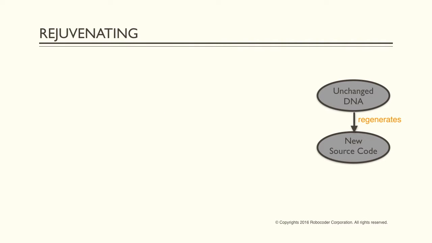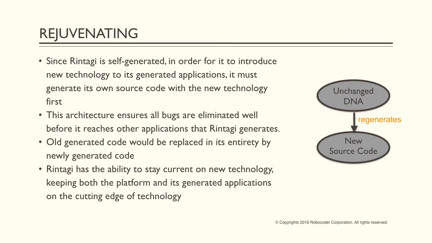Since Rintagi is self-generated, in order for it to introduce new technology to its generated applications, it must generate its own source code with the technology first. The architecture ensures all bugs are eliminated well before it reaches other applications that Rintagi generates. All generated code would be replaced in its entirety by newly generated code. As a result, Rintagi has the ability to stay current on new technology theoretically, keeping both the platform and its generated applications on the cutting edge of technology.